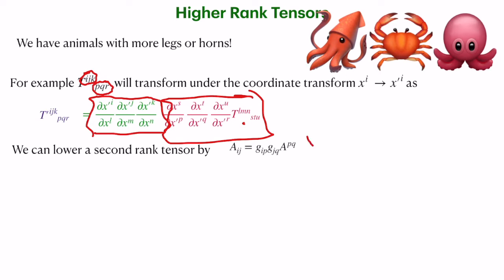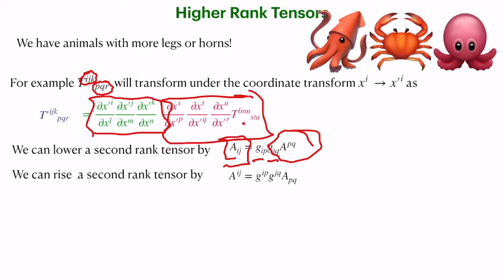For example, if you have a second rank contravariant tensor, you can take the dot product with the 2 covariant metric tensors to convert it to a covariant second rank tensor, and this can go on arbitrarily. So you can convert a second rank covariant tensor to a second rank contravariant tensor by taking the dot product with the 2 contravariant metric tensors.